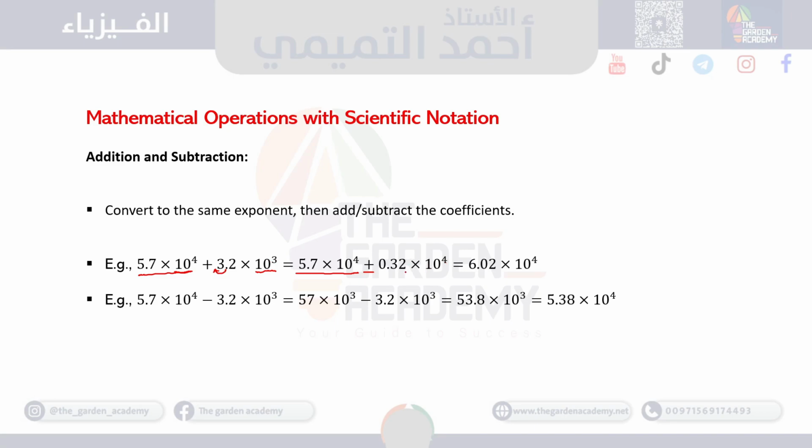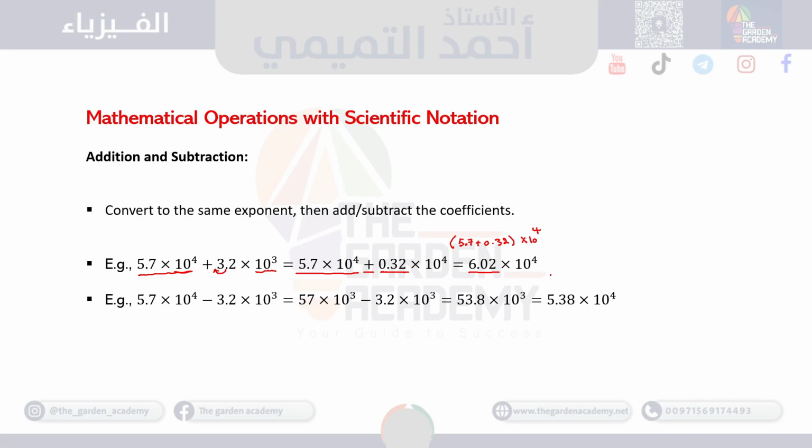Now what do we do? We add the coefficients with each other, 0.32 plus 5.7. And this will give us what? 6.02. And this power will remain the same. So basically this is 5.7 plus 0.32 multiplied by the same power we have, which is 10 to the power 4. And this gives us 6.02 times 10 to the power 4.